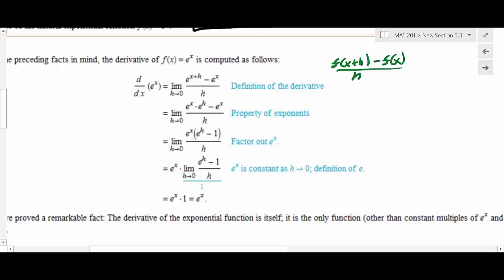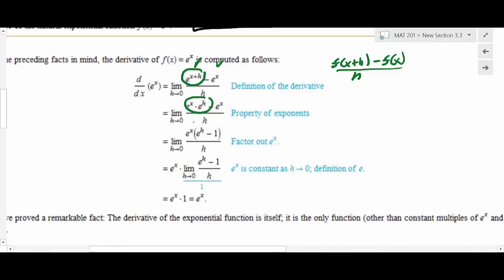f of x is e to the x, and then f of x plus h is e to the x plus h, right? Now I want you to look at the algebra on here and see if you understand what's going on with this proof. What I did is I took e to the x plus h and I broke it up into that. Can you do that? Is that valid? Yes, because whenever you multiply, you add exponents, right? I mean, e to the x times e to the h is e to the x plus h.